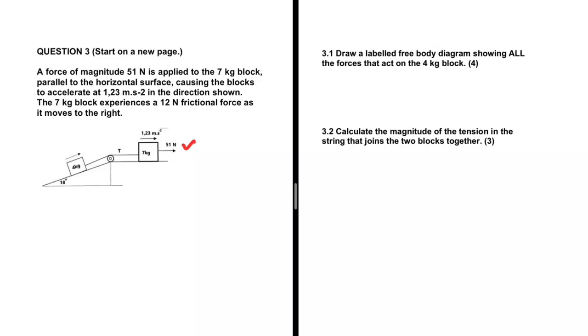So we want a labeled free body diagram of all the forces acting on the 4 kg block. Here's the 4 kg block right here on the incline. Let's go ahead and draw a free body diagram for that 4 kg block. Let me draw it in 3.2 on the space provided. First things first, we need the weight, right? So there we go. We have the weight. We can worry about everything else.